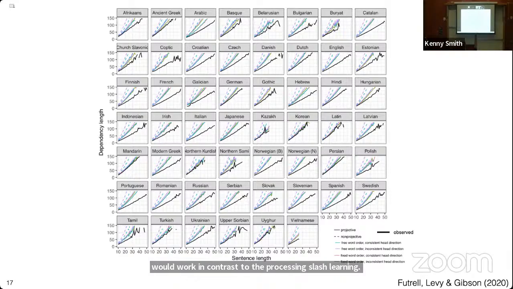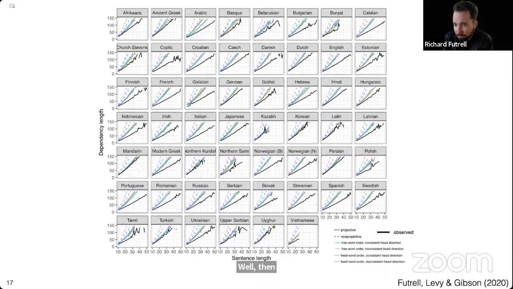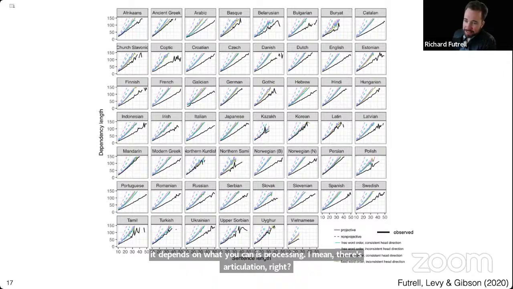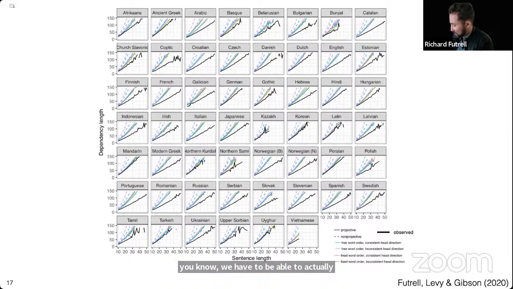Well, it depends on what you count as processing. I mean, there's articulation, right? We have to be able to actually produce things. So there's physiological articulation costs.